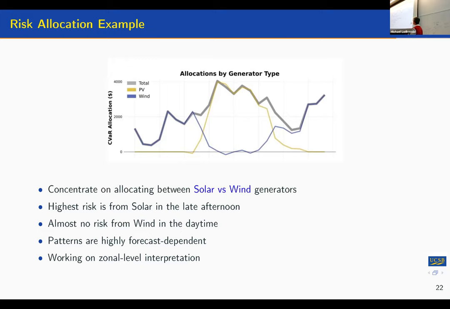So this is a well-known fact. We expect the highest risk to be in the afternoon. This picture is saying it's coming from the sun, so the solar units. And then again, as I mentioned before, the wind, of course, at night.